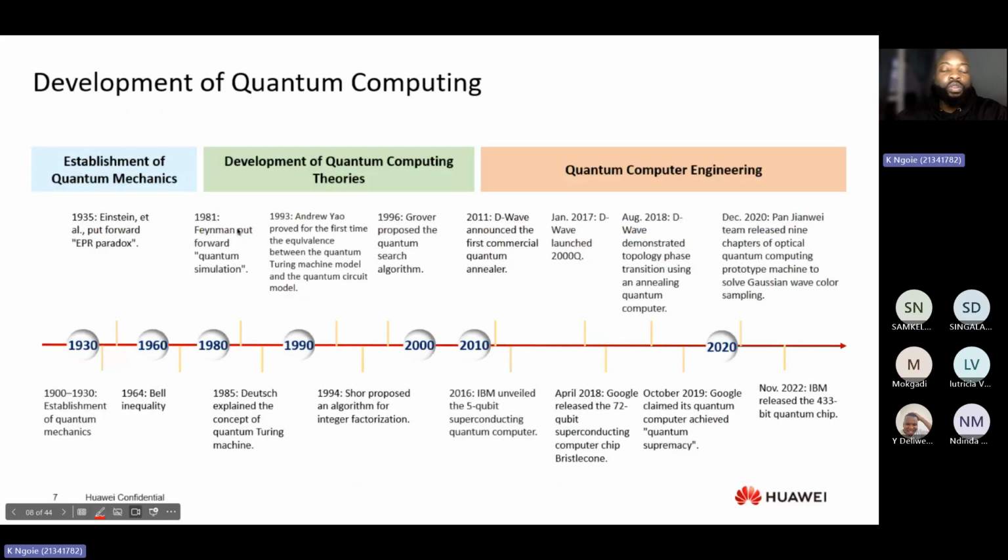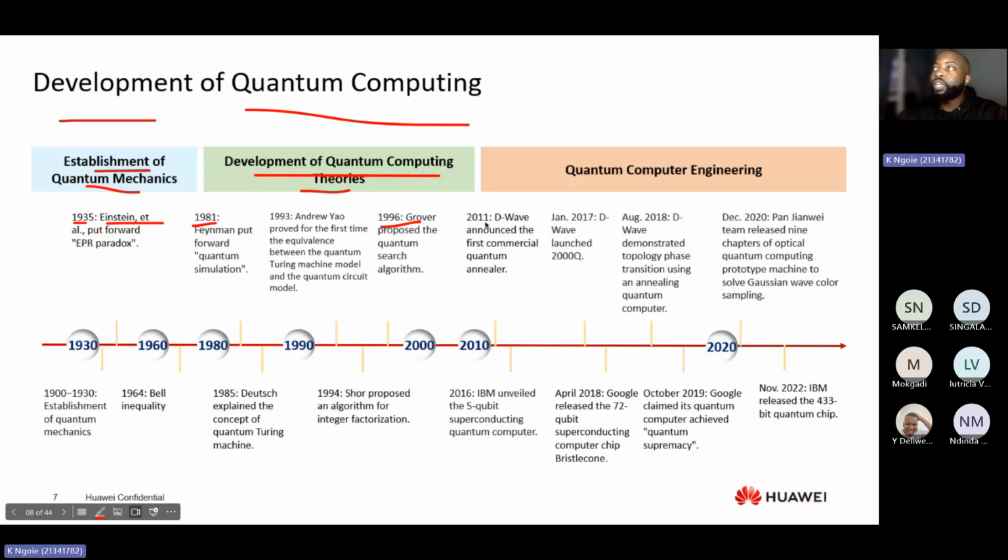Okay, in terms of the development history of quantum computing, basically when we talk about quantum mechanics, which has been established since 1935 by Einstein, it has been growing in different areas. For example, from 1981 up to 1996, close to the early 2000s, we have the development of quantum computing theory.